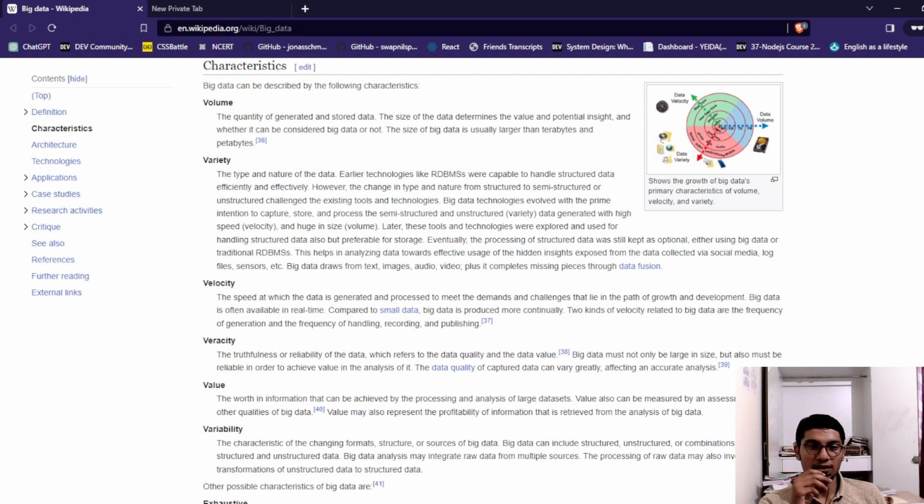Veracity: the truthfulness or reliability of the data, which refers to data quality and data value. Big data must not only be large in size but also be reliable in order to achieve valid analysis. The data quality of captured data can greatly affect accurate analysis. Value: the worth of the information that can be achieved by processing and analyzing large data sets. Value can be a measure of assessment of the other qualities of big data. Value may represent the profitability of information that is retrieved from the analysis of big data.